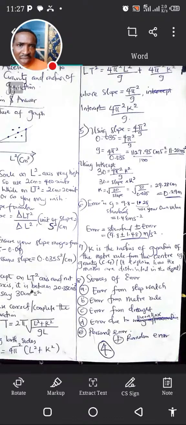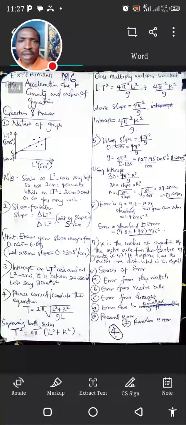Now let me say this again lest I forget. I was talking about why the intercept is positive. If you look at the equation of a straight line, which we have transformed, LT² = 4π²L²/G + 4π²K²/G, you notice that if you compare this with the equation of a straight line, you're going to get y = mx + c.